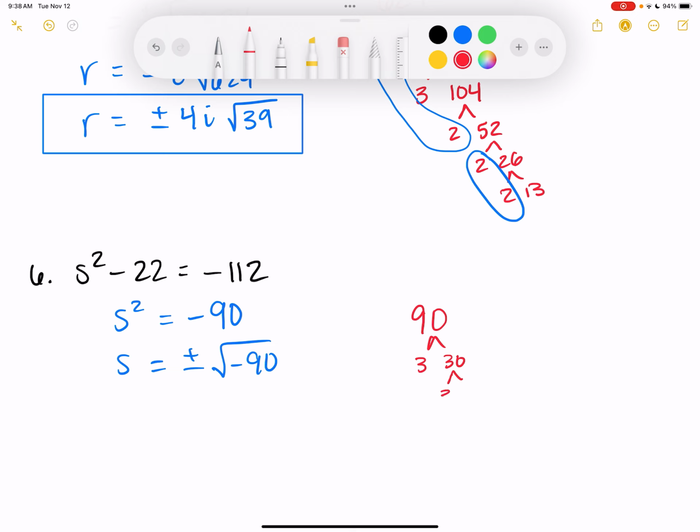Do we need to take the i out first? No, I usually do it all at the end. I was just doing it in the first one to make sure we saw what was happening step by step. 10 is 2 and 5, so I can take out a group of 3s, left with 10. So S equals plus or minus 3i square root of 10.